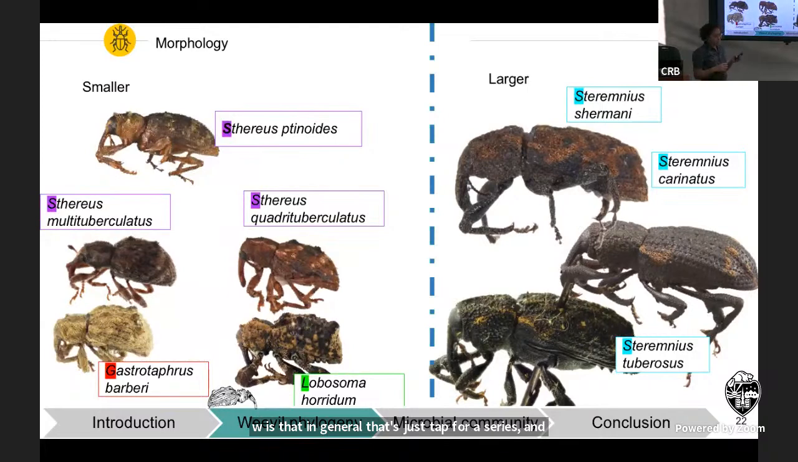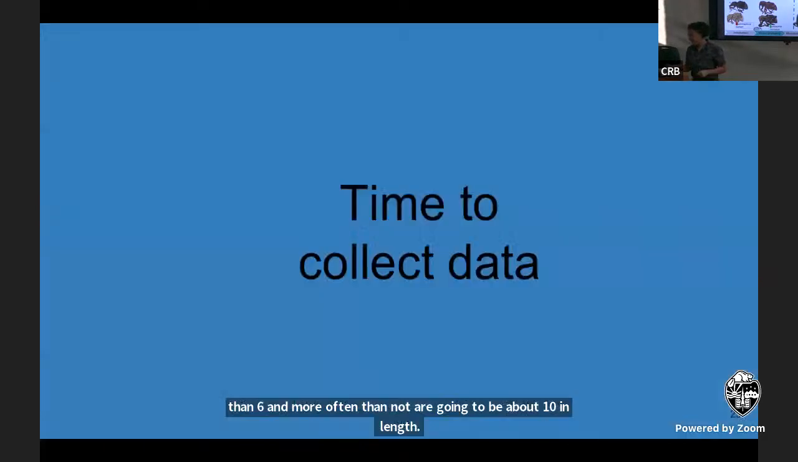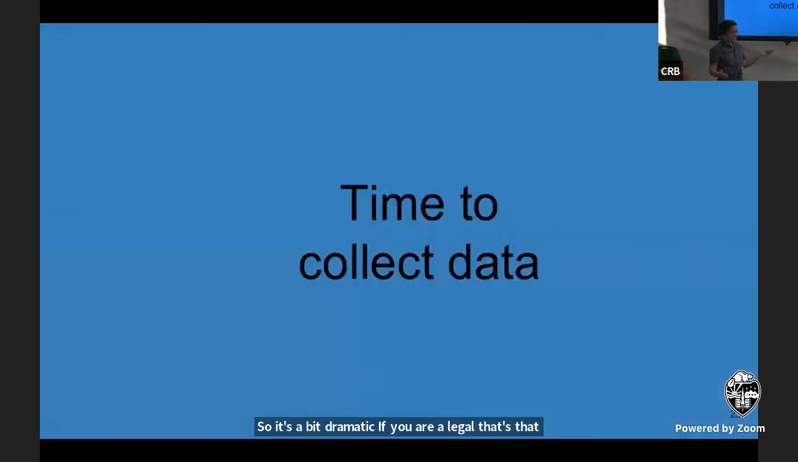And it's actually a little bit dramatic in terms of weevils. Gastrotaphrus, Asterias, and Lobosoma will never be larger than, or have not been discovered to be larger than, 6 millimeters, and more often than not are about 3 millimeters in length, whereas Stromnius are always larger, have only ever been found larger than 6 millimeters, and more often than not are going to be about 10 millimeters in length. So it's a bit dramatic if you are a weevil that's that small. But now I need to collect data and find out what I can find out about these guys.